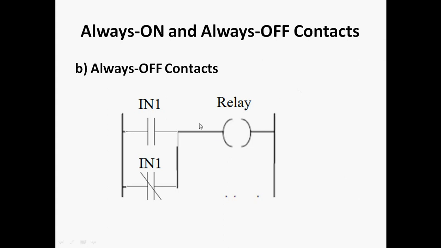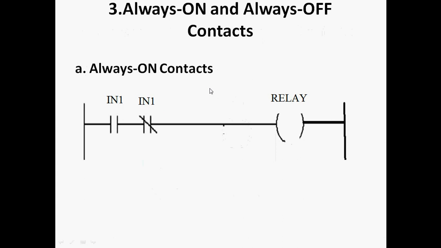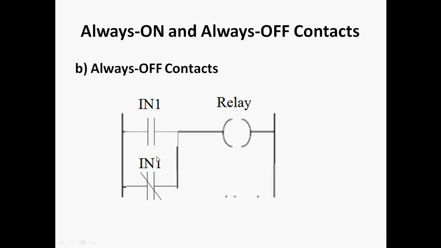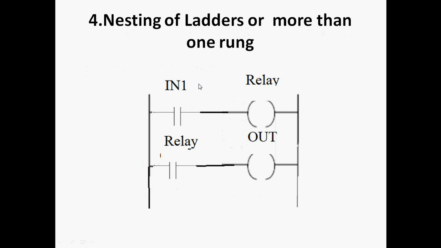Now next is about always on and always off. So in the always off concept, always off means what? Here the input 1 value is 0. So that means what? Here is a continuously off circuit, that is the relay circuit. So we are arranging like this in series, so we can get the always off circuits.